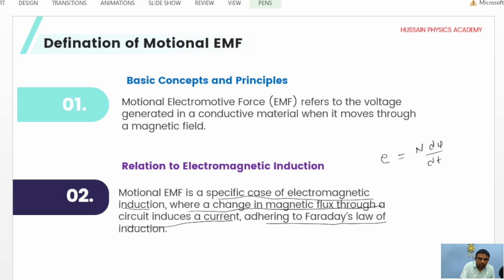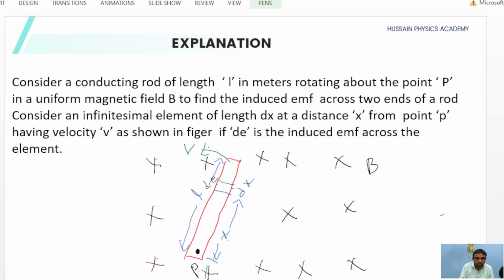Okay. Now for the derivation of the induced EMF in a rotating bar, I am considering a rod of length L in a magnetic field B. To find the induced EMF across the rod, I am considering an infinitesimal element dx. It is at a distance of x from the axis of rotation. This rod is rotating in the form of a circle, in circular motion.